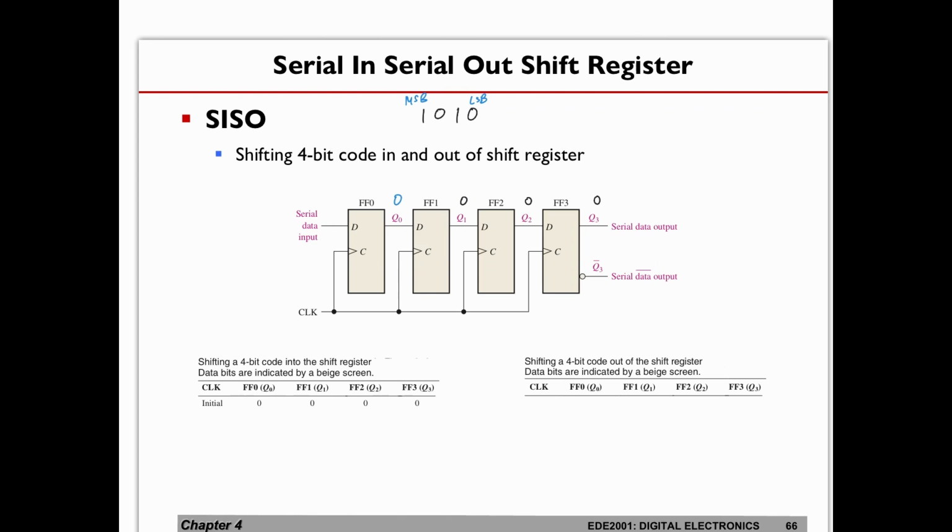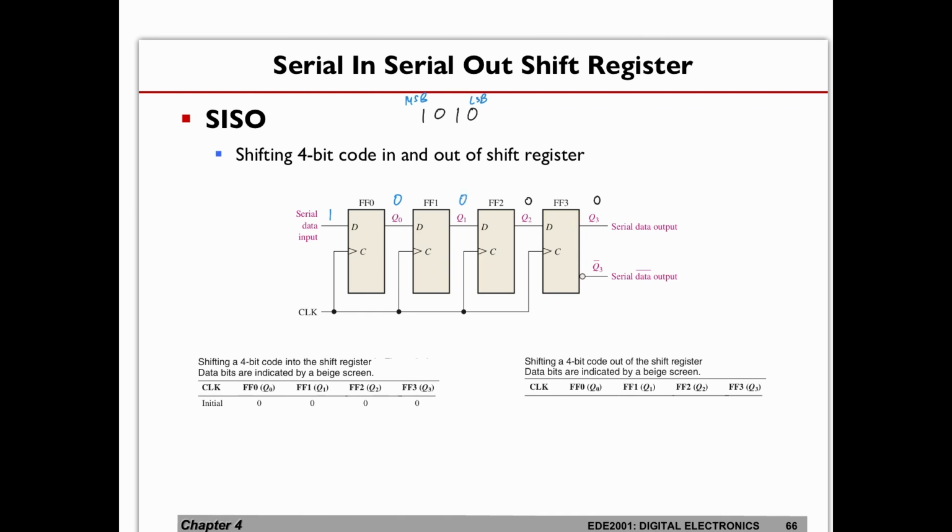Then at the next clock cycle, the serial data 1 will be at the serial data input, but we're going to talk about that later. At the second clock cycle, the output from flip-flop 0 is tied to the input of the next flip-flop, flip-flop 1. So at the next clock cycle, 0 will be stored at the output of flip-flop 1.